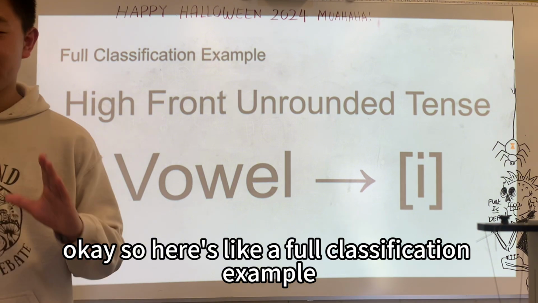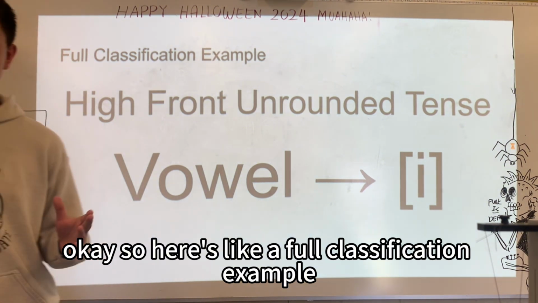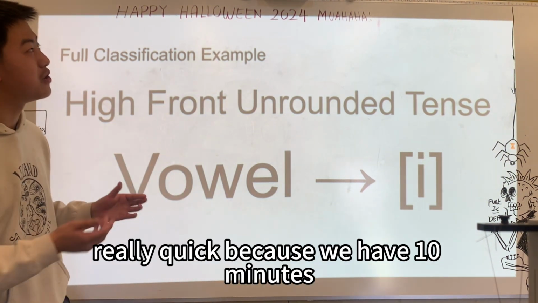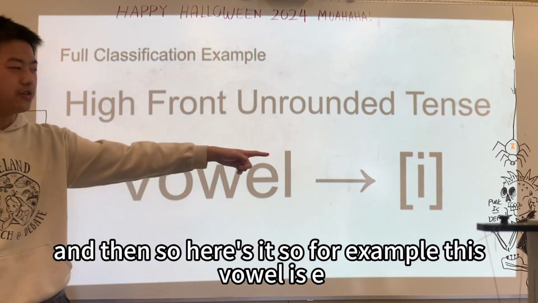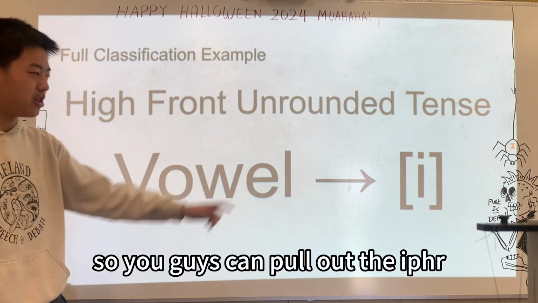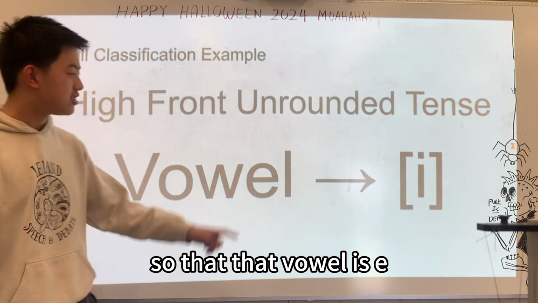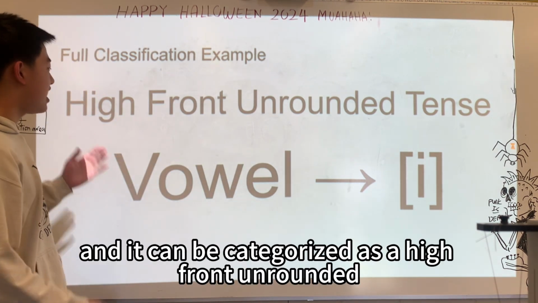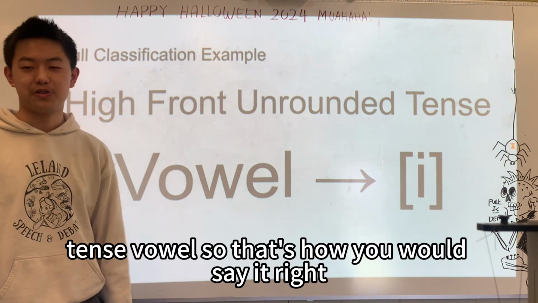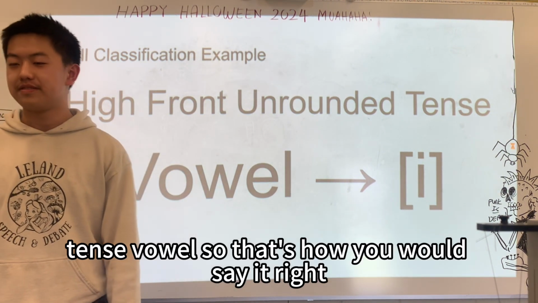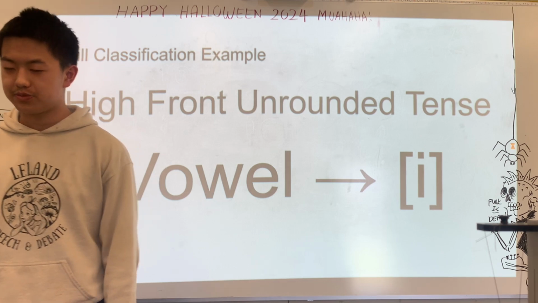Okay, so here's a full classification example. I'm gonna make this presentation really quick because we have 10 minutes. So for example, this vowel is E. You guys can pull up IPAchart.com if you want. That vowel is E, and it can be categorized as a high front unrounded tense vowel. So that's how you would say it, right?